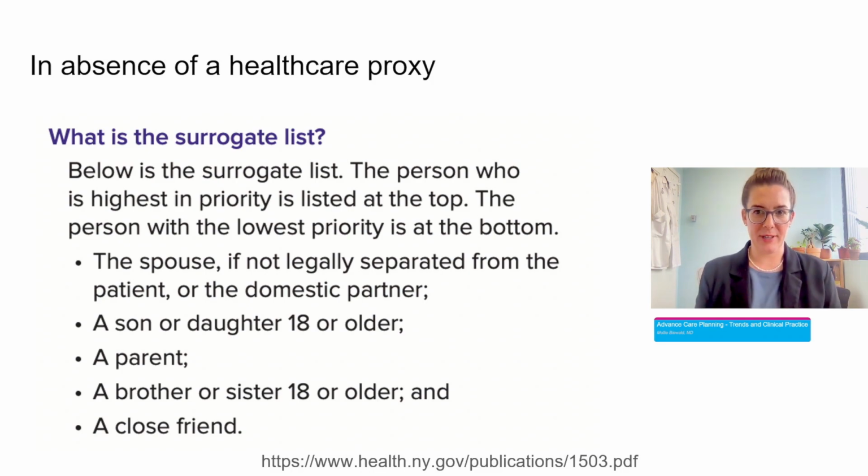So an example of the surrogate list in New York State is here. This is from the Department of Health website. So the spouse, if not legally separated from the patient, or the domestic partner, a son or daughter 18 or older, a parent, a brother or sister 18 or older, or close friend. And interestingly, in New York State, it's consensus rule. So if a person has multiple adult children, they all need to be contacted. And you could imagine how complicated that could become if people are disagreeing with each other.